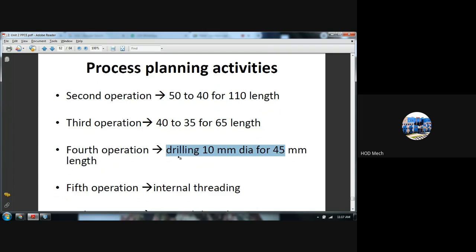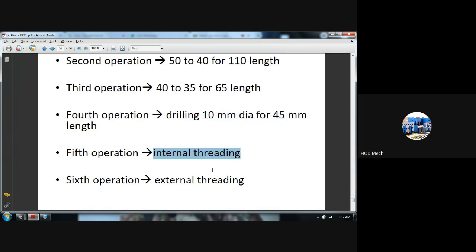Because why they are going for drilling? Drilling is internal. So when you complete the task, no issues. Because again when you turn over the component, when you hold it, nothing is going to be damaged on the threaded area. So drilling, then internal threading. Then finally they go for external threading. So this is how it is being planned. The planning usually depends on the severity of operations.